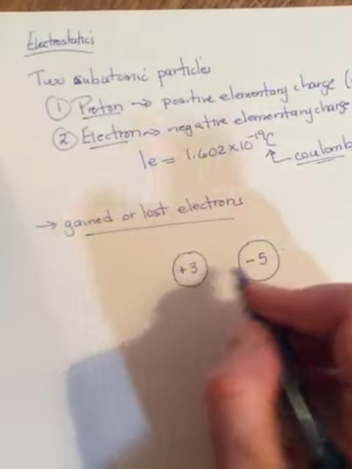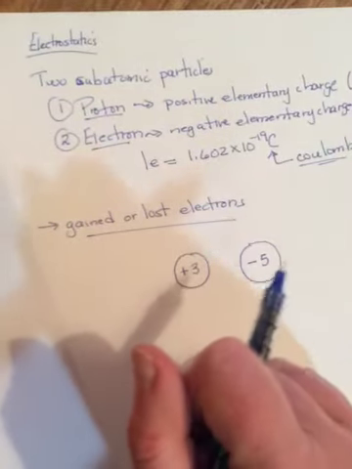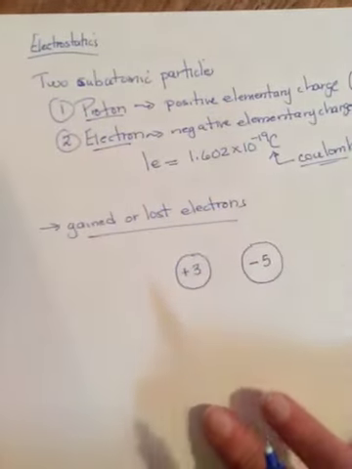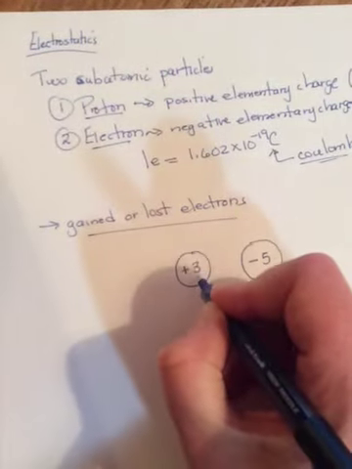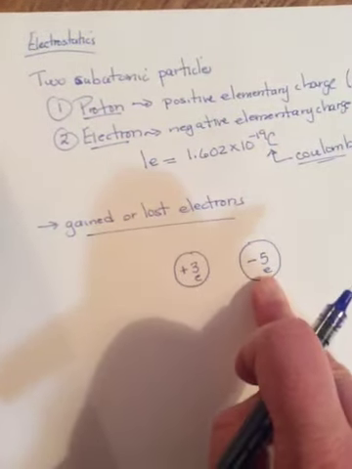What's going to happen here? Yeah, they'll attract, but what happens if I bring them together and touch them? What will happen to the charge? So positive 3 elementary charge, negative 5. So it means this guy has 5 extra electrons.